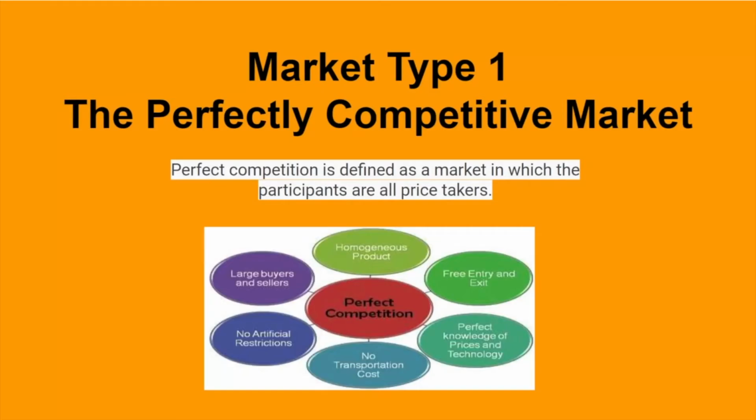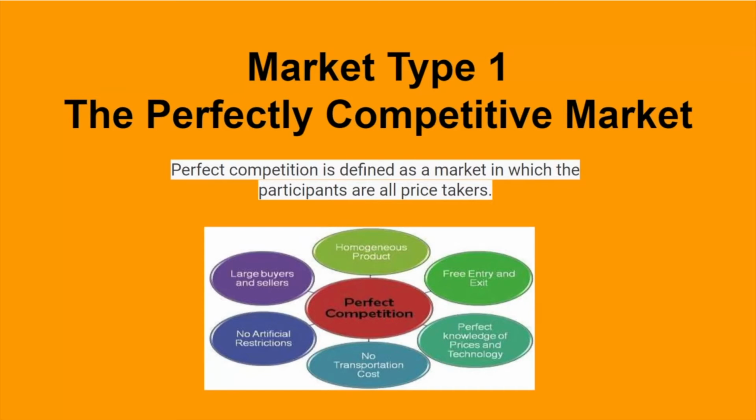If we look at perfect competition, it's a market in which the participants are all price takers. They don't set the price, the market sets the price. So what are some of the features of a perfectly competitive market? Well, homogeneous products, meaning the products are exactly the same. You're selling water, you're selling gas, you're selling blueberries, you're selling whatever. It's the same. Oil, it's the same.